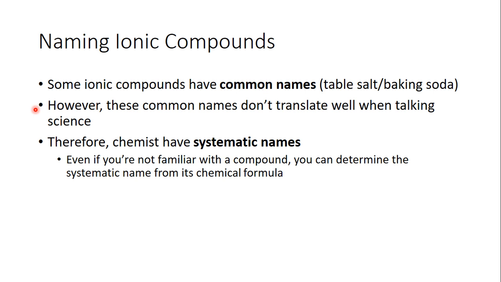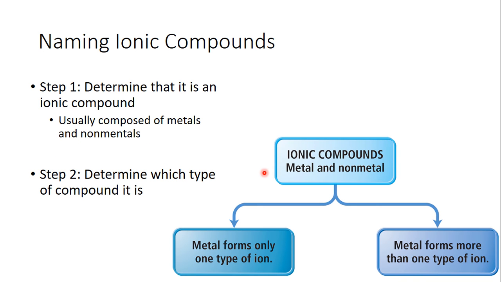So we have systematic names. And these are great because even if you're not familiar with a specific compound, if you have the chemical formula, you can determine a systematic name from that. So let's see how we do that. The first step is determining, do you actually have an ionic compound? That is, do you have a metal and a non-metal and an ionic bond? Once you have realized you do have that, you have to decide, okay, does my metal form only one type of ion or does it form more than one type of ion?